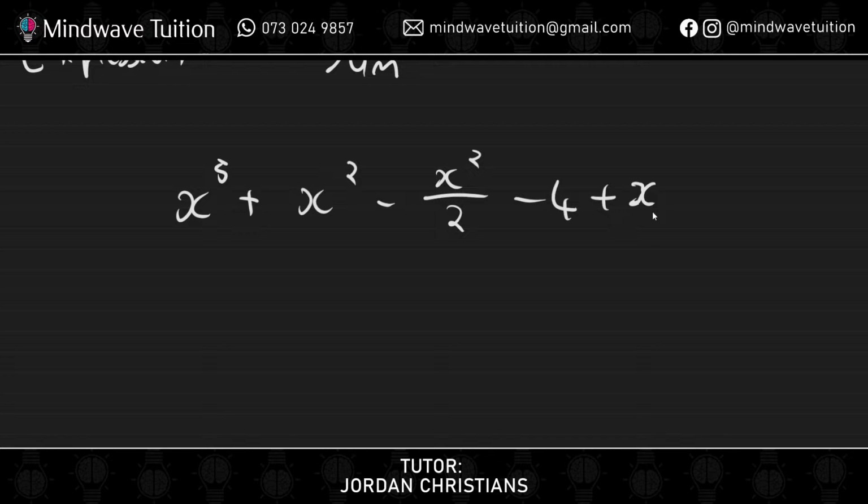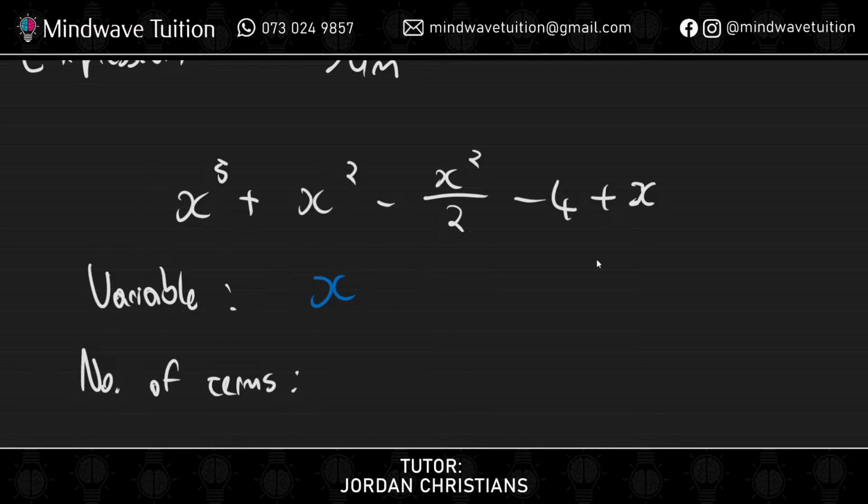So the first thing we need to identify here is the variable. The variable for this expression, in this case here, will be x. X is the variable in this expression. These are the things that are unknown. The number of terms in this expression is, again, we want to look at the pluses and minuses and think of those as splitting up the terms. So we have 1, 2, 3, 4, and 5. So we have 5 terms.